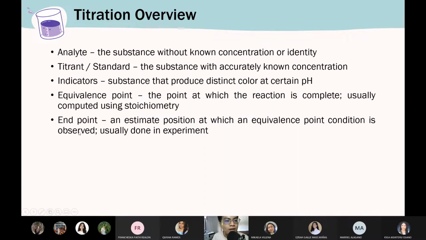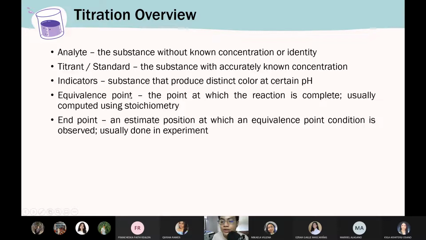Again, just to review some terms, the analyte is the substance whose concentration or identity we don't know. When we say identity, I am referring to the molar mass. The titrant is the substance with known concentration and known identity. Your indicator causes your substance to turn into a different color, depending on the pH range.